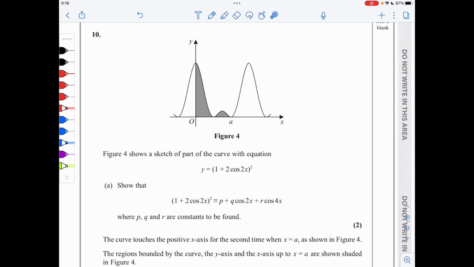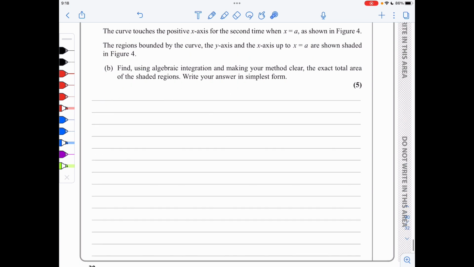In question 10, we start by being asked to show that 1 plus 2 cos 2x all squared can be written in this form. So I will actually start by expanding. We've got 1 plus 2 cos 2x all squared. So this is 1 plus 4 cos 2x plus 4 cos squared of 2x. Now I will write this as 1 plus 4 cos 2x plus 2 times 2 cos squared 2x.